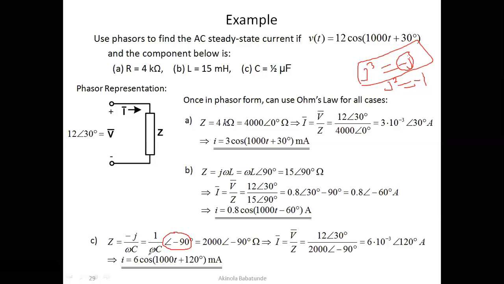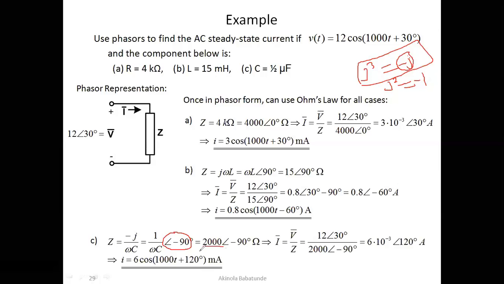Again, our W is 1000. Our C is 1/2 microfarad. 1/2 microfarad is the same thing as 1/2 times 10 raised to power minus 6. 1/2 is 0.5. So 0.5 times 10 raised to power minus 6 times 1000, with one divided by all of those, would eventually give us 2000.